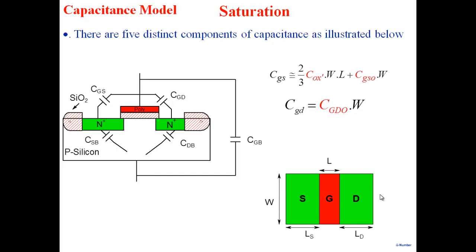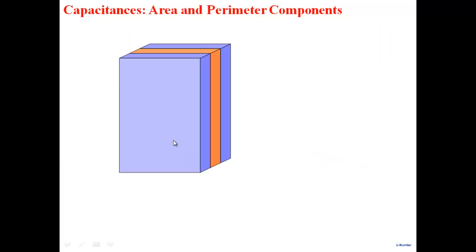If you look at a MOSFET from the top, there is a region which is N plus, the source here, a region which is again N plus, the drain here, and in between is the gate. So this is the area that we're talking about, W into L. W here and L here. Now, we have two capacitances, CGS and CGD. And now let's talk about source to body and drain to body.